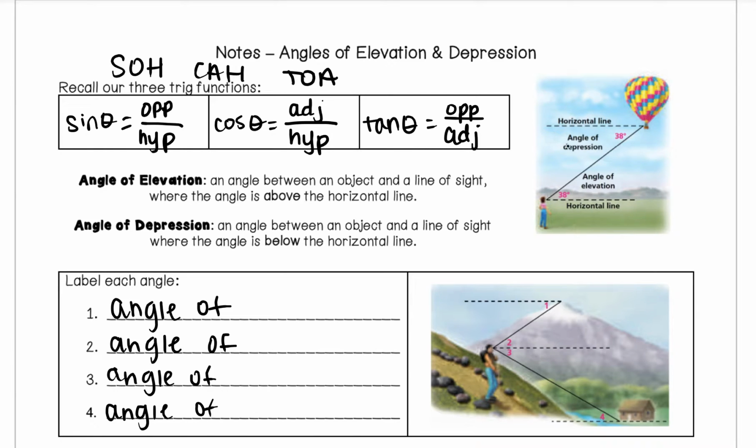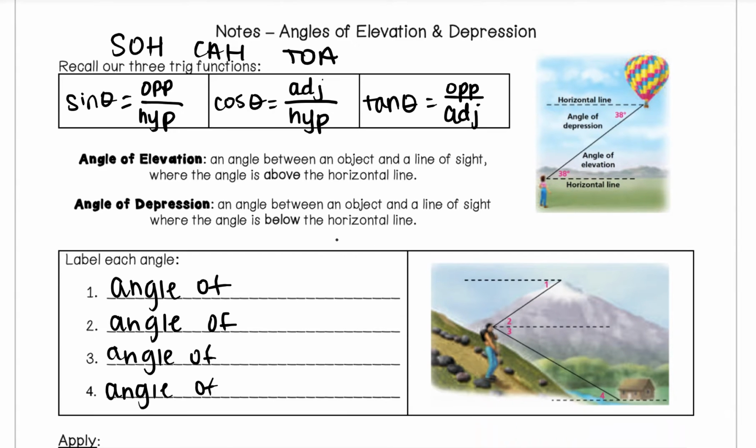But if it had read the angle of depression from the balloon to the observer, you'd be pretending that your line of sight is now in the balloon and you're looking down by 38 degrees. So it depends on what you are given. The angle of elevation will be above, so think of elevate, you're going upwards, like in an elevator. An angle of depression will be below the horizontal line, and you can think of a depression in the ground as a dip in the ground or a surface that's being pushed down. So you're looking downwards from there.